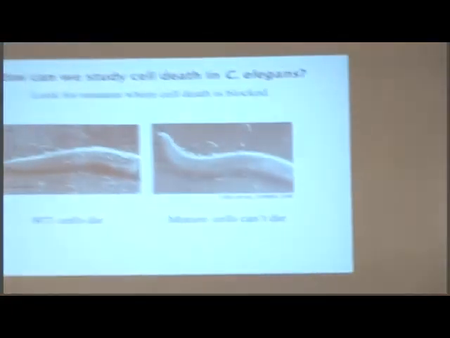As I alluded to before, this is really powerful, particularly for studying cell death, because we have an exact roadmap of which cells die, when they die in development, and even the location, which position the cells are in. So we can start to think about how we could study cell death. How can we study cell death in C. elegans?